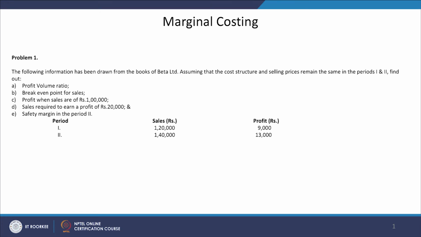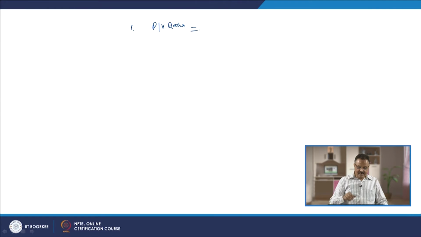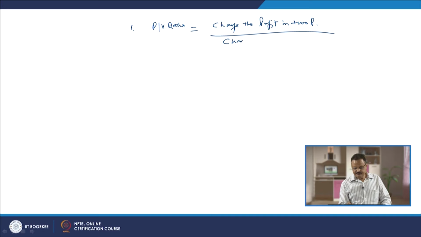So, whatever information is given to us here, we are given the sales and profit in period 1, and the sales and profit in period 2. So, I think we can easily calculate the PV ratio. I will use the formula here: change in the profit in 2 periods divided by the change in sales in 2 periods, right.